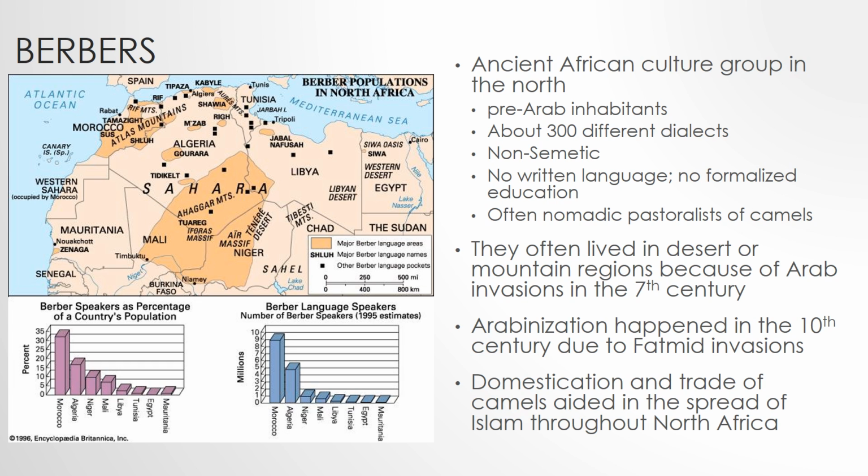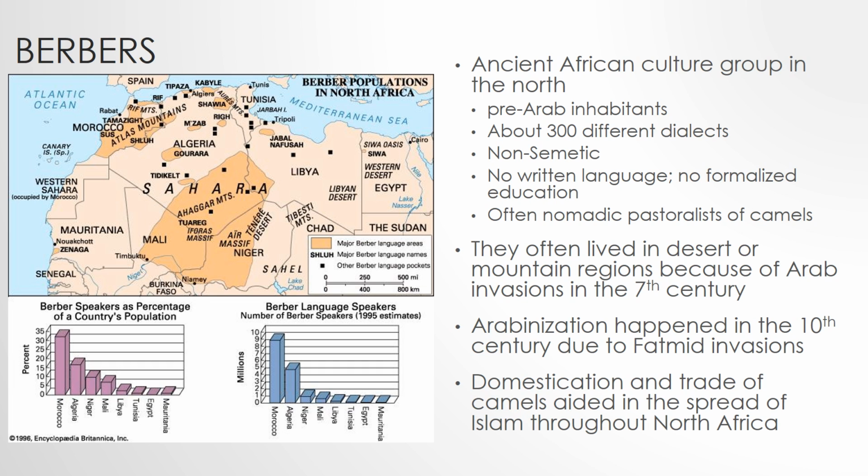Ultimately, in the 10th century, we have a group of people out of Egypt called the Fatimids. The Fatimids were an Egyptian Arab culture group that's going to come out of Egypt and basically try to Arabize, or begin an Arabization process, or Islamization, of all of the Berber groups. Domestication and trade of the camels is what's going to spread Islam throughout North Africa, so this Arabization of the Berbers is going to assist in making North Africa very Arabic and very Muslim in regards to its culture.